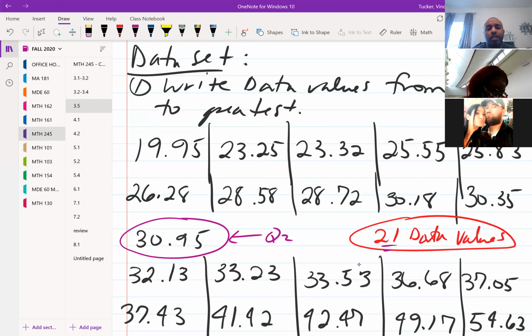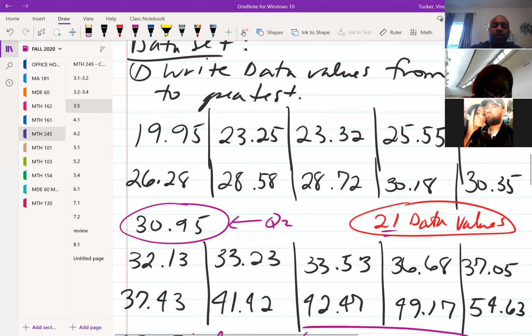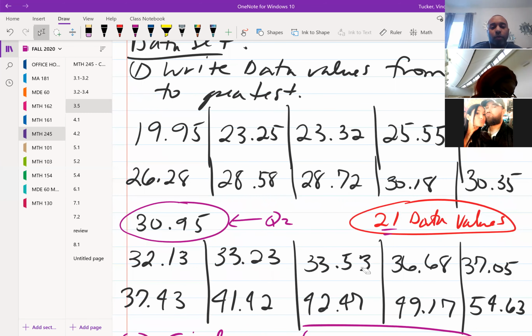So if you look at what we have: 19.95, 23.25, 23.32, 25.55, 25.83, 26.28, 28.58, 28.72, 30.18, 30.35. 30.95 is in the middle. We got 32.13, 33.23, 33.53, 36.68, 37.05, 37.43, 41.42, 42.47, 49.17, and then 54.63. Just like before, I'll give you a chance to write those down.